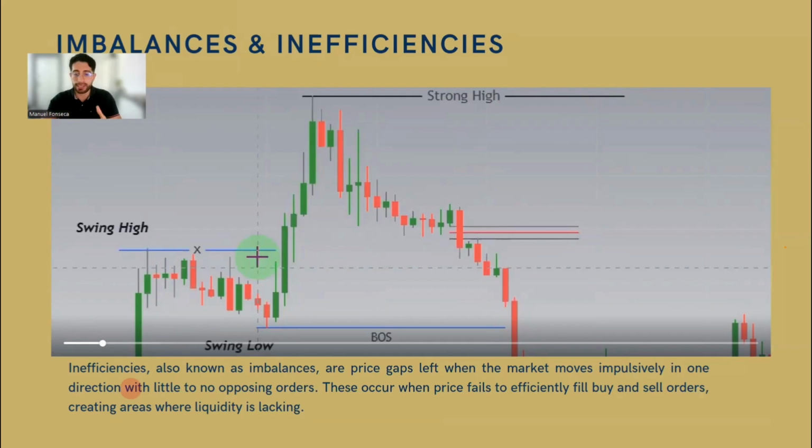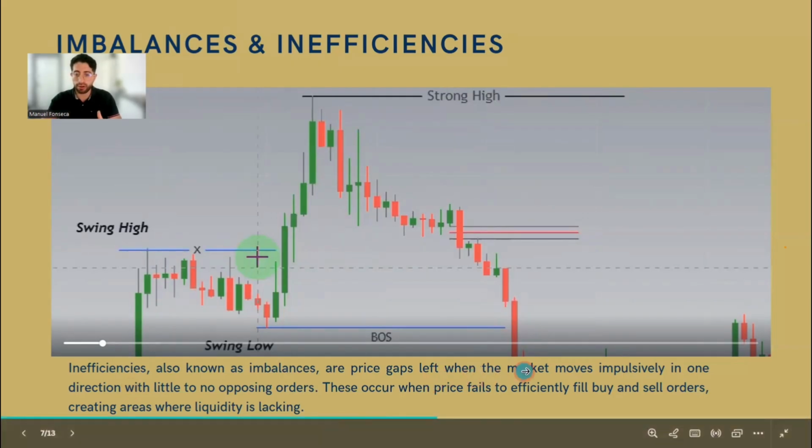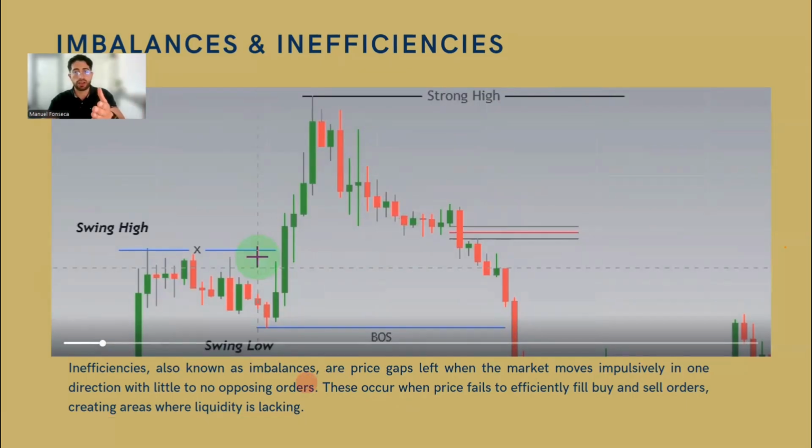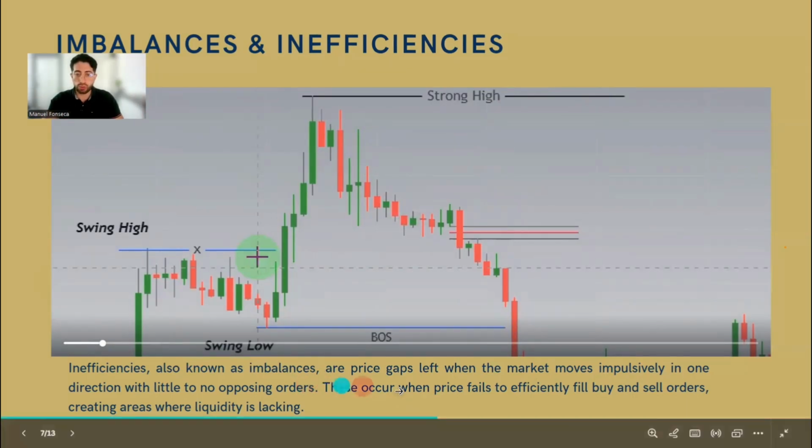So they are a price gap left when the market moves impulsively in one direction with little or no opposite order. What does it mean? It is when the price has a really strong movement and there are no retracements. This occurs when the price fails to efficiently match buy and sell orders, creating areas where liquidity is lacking.